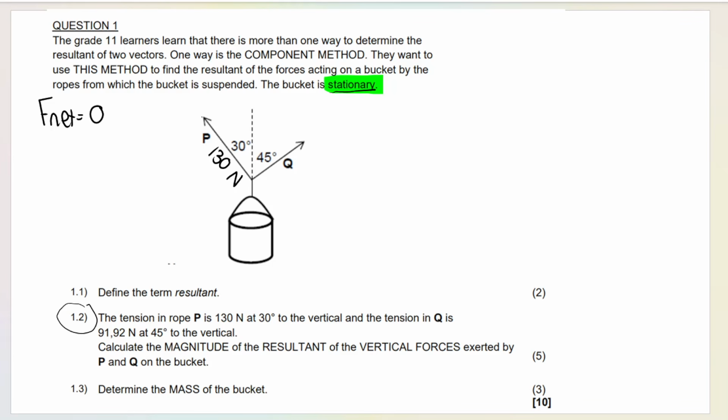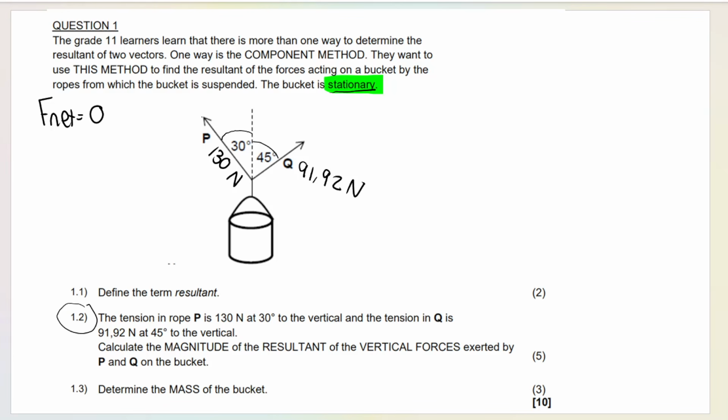So this dotted line here is what we call the vertical, and they tell you that the angle is 30 degrees, which we see on the diagram. Tension in Q is 91,92 Newton, so they give me the magnitude of that, at 45 degrees to the vertical, so that is basically that angle. Now look at what the question says. You need to be careful, you need to read the wording very carefully.